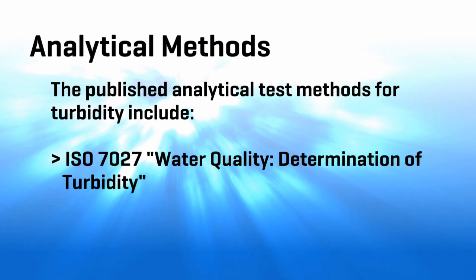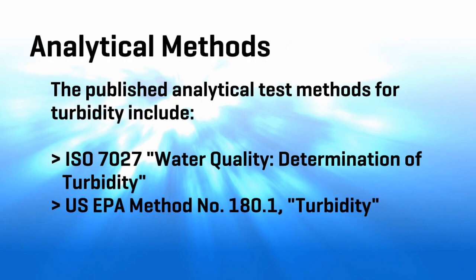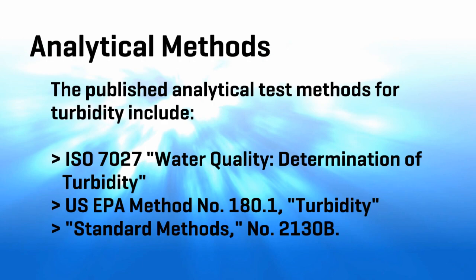There are different analytical methods that are listed for how you can test turbidity. ISO 7027 is the water quality determination. The one that domestically in the USA that you're going to be up against is the EPA Method 180.1 for turbidity, which basically outlines the criteria for the meter that is doing the measuring, how it's set up, what kind of light source, what kind of angles, what it has to be able to do. There is a reference in Standard Methods, the 2130B.